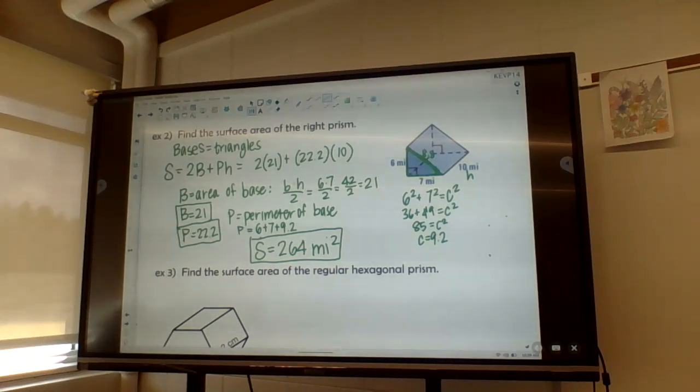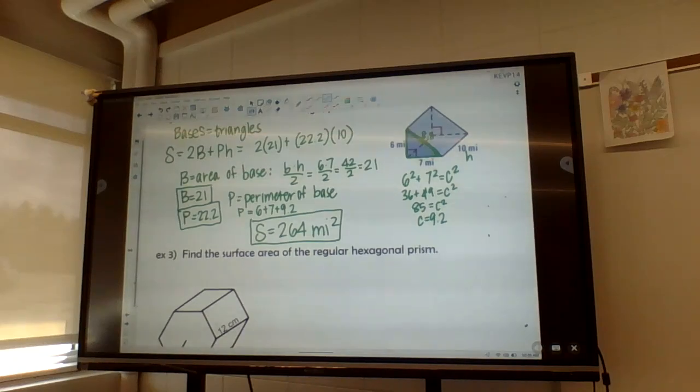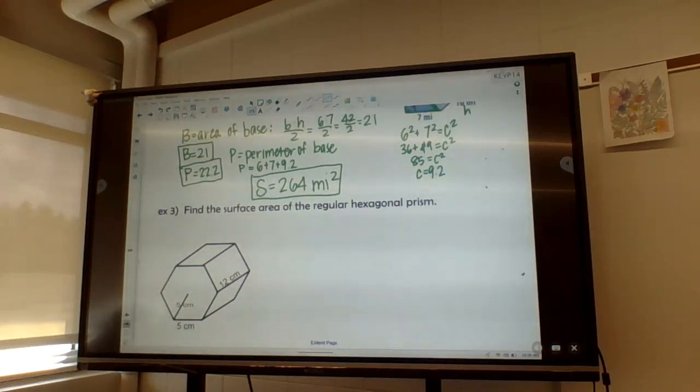All right, we'll finish up with this last problem here, and then we'll alter our homework a little bit. Good news is, this one's a little bit easier to find the area of our regular polygon. I can give you guys a little bit more information.